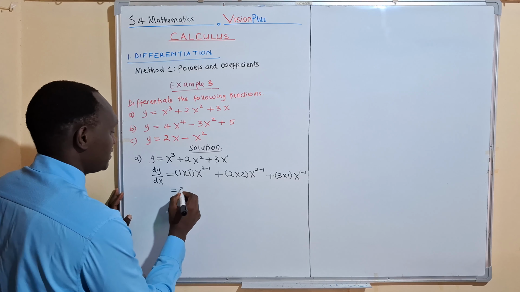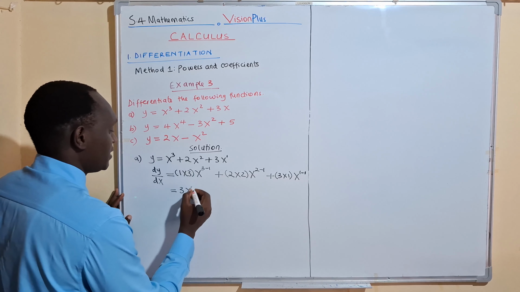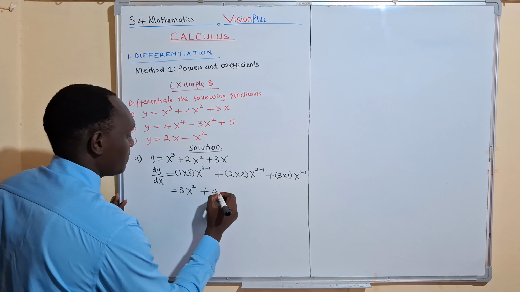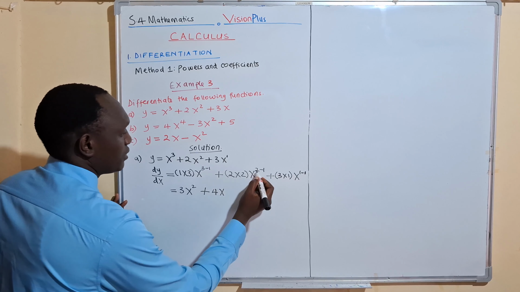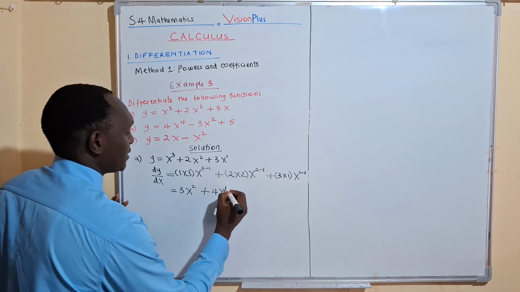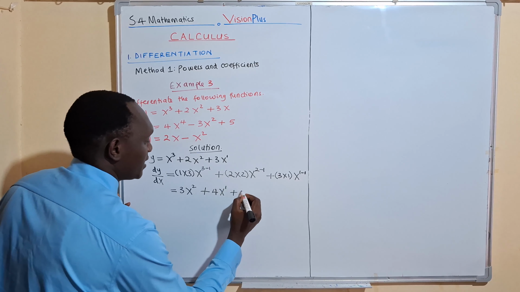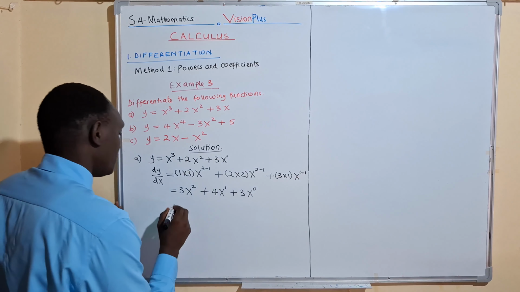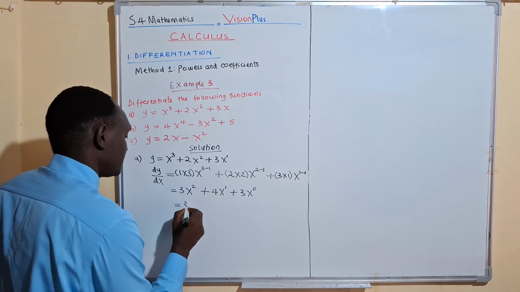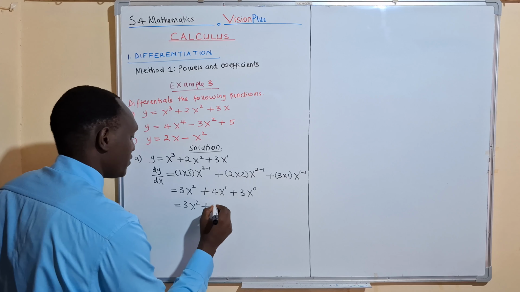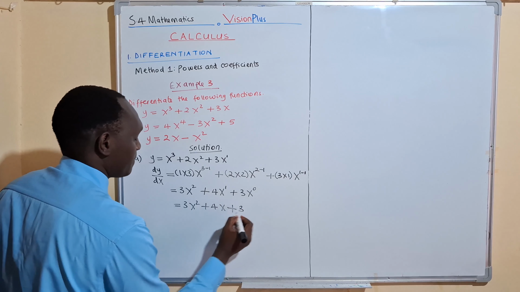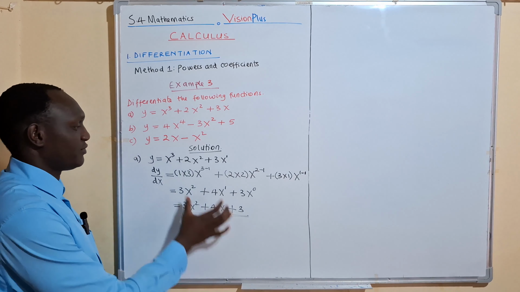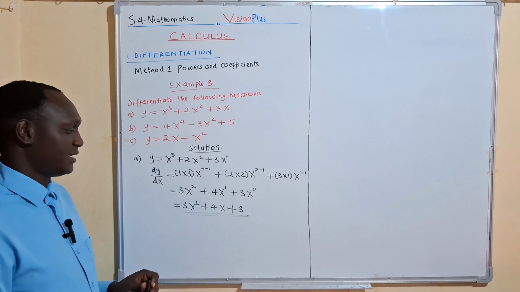1 times 3 is 3x. 3 minus 1 is 2. Plus 2 times 2 is 4. x, 2 minus 1 is 1. Plus 3 times 1 is 3. x, 1 minus 1 is 0. Then we further simplify. This gives us 3x squared plus 4x plus 3. So this is the derivative of the function in part A.